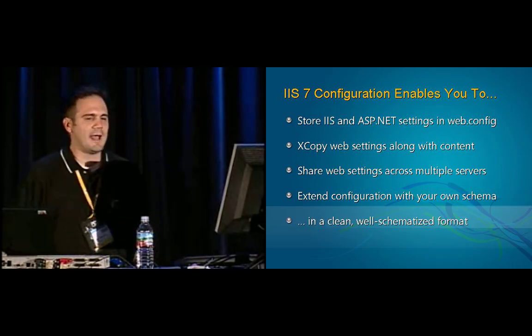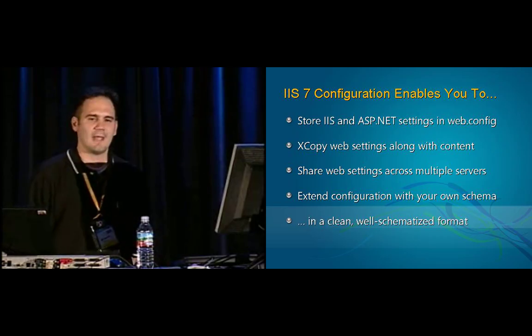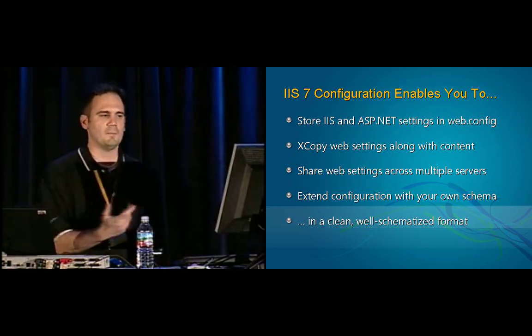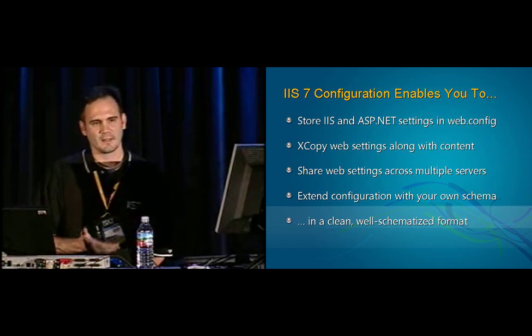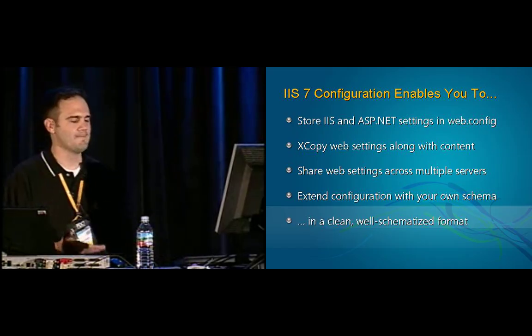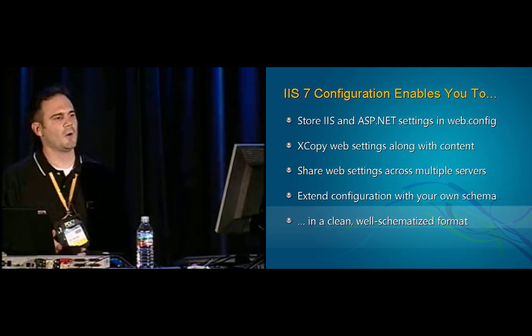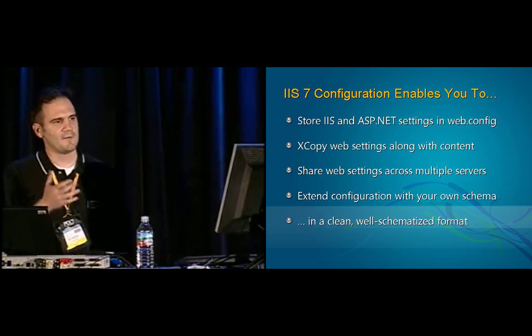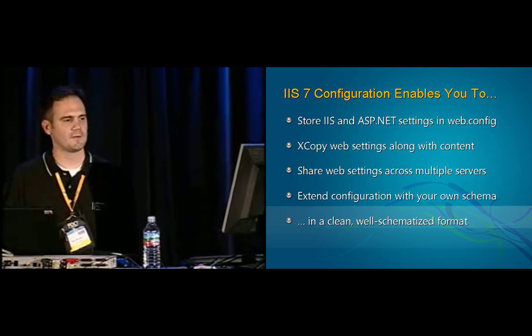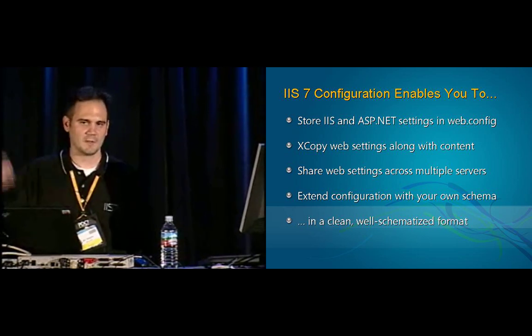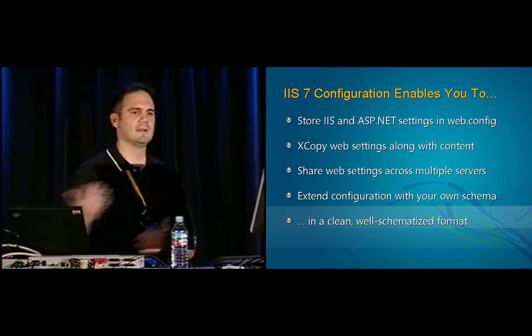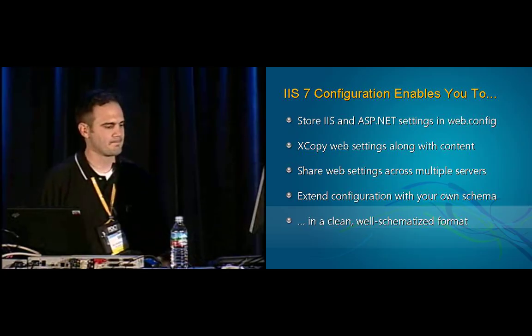Having IIS settings in web.config enables Xcopy deployment. So now you can build applications on your Windows Vista client, which will have IIS 7 there. You can then Xcopy deploy the content, your code, and your IIS config settings from the dev box into a staging server and into production, or up on your hosted web server, without losing configuration data along the way.